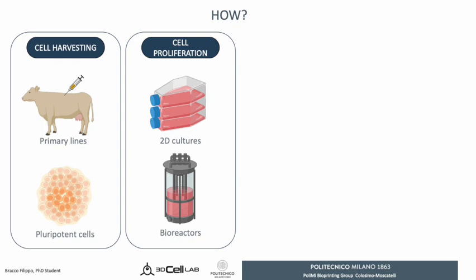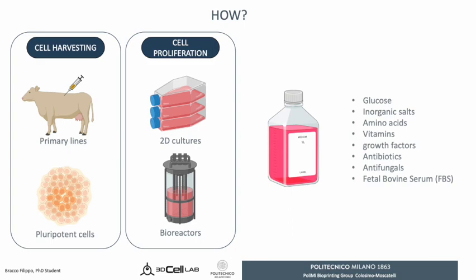Regardless of the final application, that could be industrial or laboratory, the current cell culturing method involves the use of specific growth media. The growth media contains all those substances that are necessary to ensure the cell proliferation, such as glucose, inorganic salts, amino acids, vitamins, growth factors, antibiotics, and antifungals. Other substances can be added to confer organoleptic properties such as proteins or pigments that give a meat-like color.